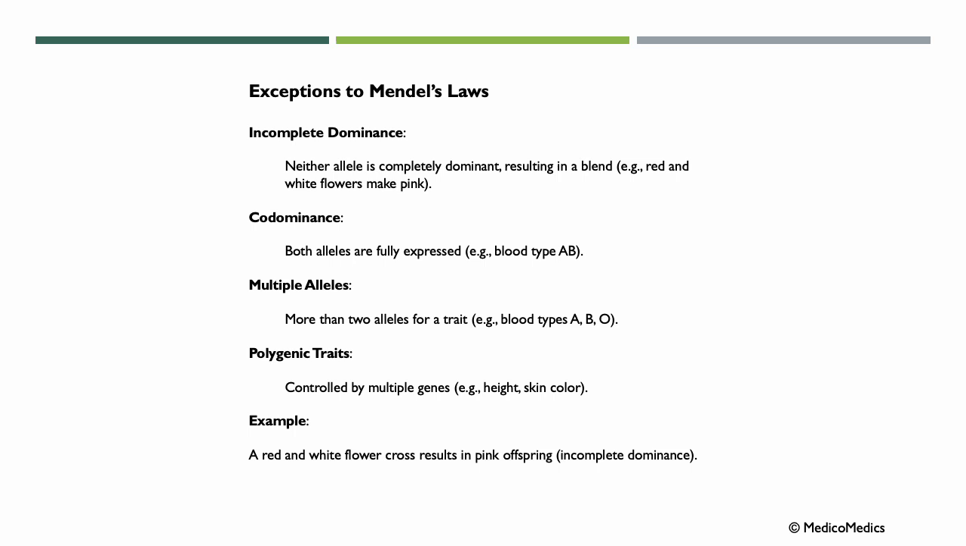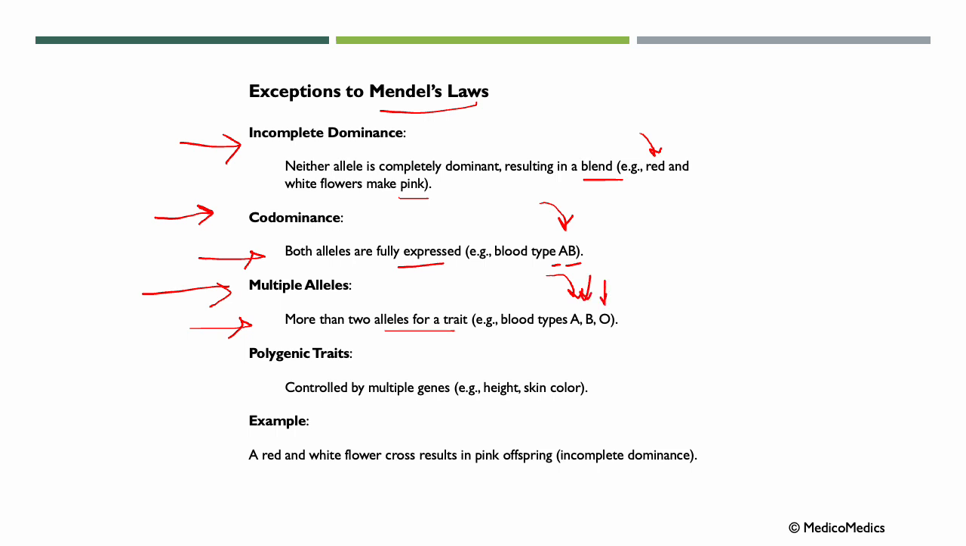Now, there are, of course, exceptions to Mendel's laws, like incomplete dominance, so neither allele is completely dominant, resulting in a blend. For example, red and white flowers make pink. We have codominance, so both alleles are fully expressed. For example, blood type AB. Multiple alleles, so more than two alleles for a trait. For example, blood types A, B, and O. Polygenic traits, so controlled by multiple genes, like height and skin color.